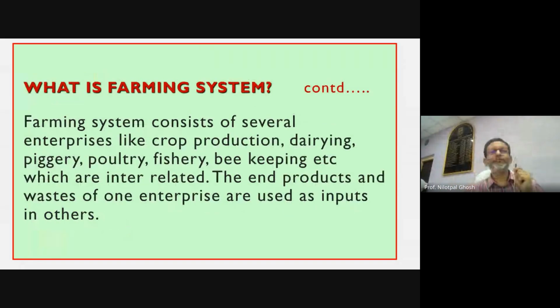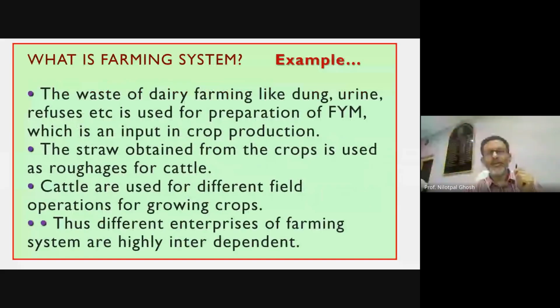And in continuation, this farming system consists of several enterprises like crop production, dairy, piggery, poultry, fishery, beekeeping. They are interrelated. We have discussed this many times. And what are the examples? How are they interrelated? Waste of dairy farming like dung, urine, and refuse is used for preparation of farmyard manure, FYM, which is an input in crop production.